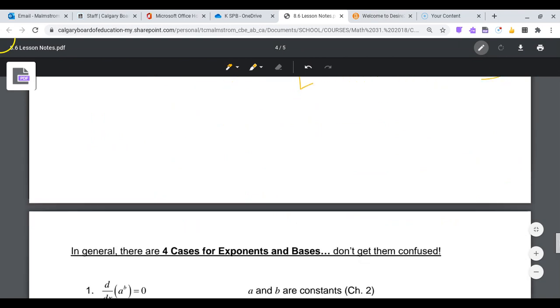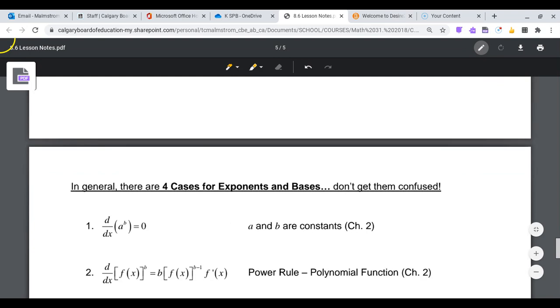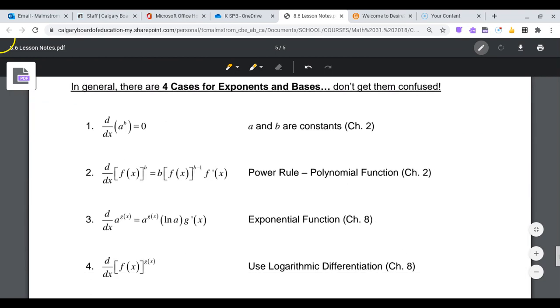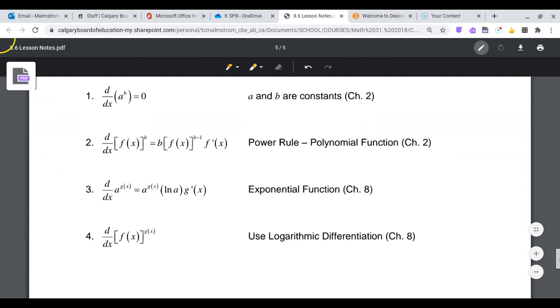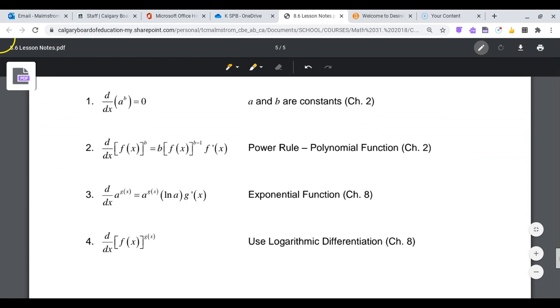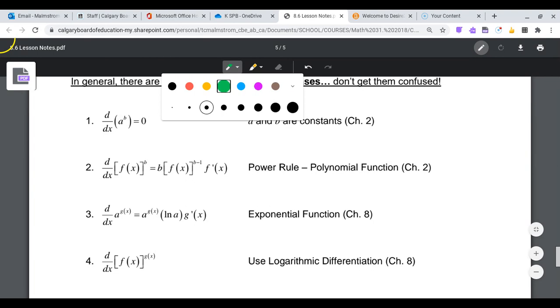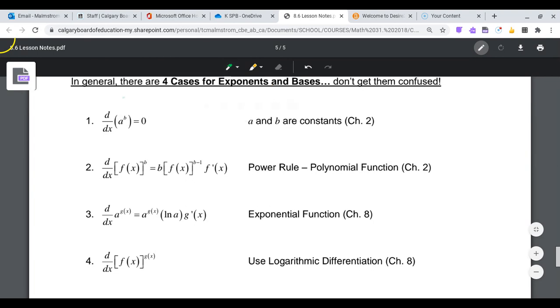All right, so basically that's the end of chapter 8. And there are just 4 cases for exponents and bases that we've looked at. So just a quick recap of stuff we've looked at between chapter 2 and chapter 8. Okay, so chapter 2, if you're asked to take the derivative of a number to a power of a number, if a and b are both constants, it's just going to give you a 0 answer for the derivative. So this is saying something like 5 cubed. Well, 5 cubed is 125. What's the derivative of that? That's 0.